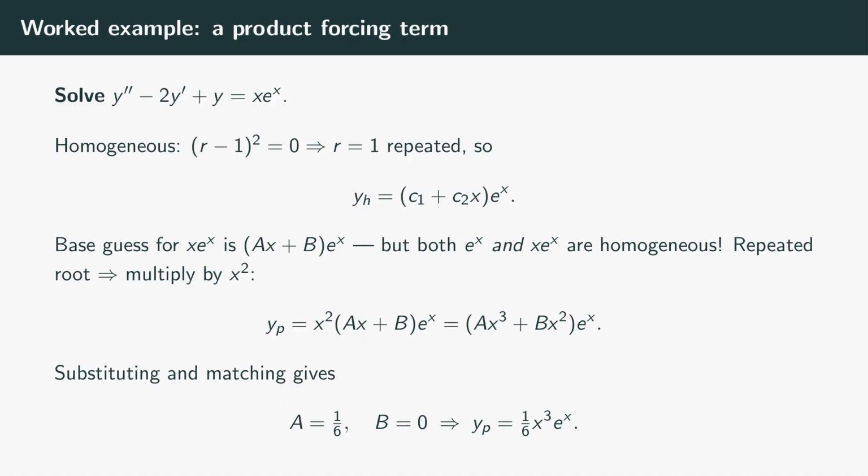Substitute, match coefficients, and you find a is 1/6 and b is 0. The particular solution is 1/6 x cubed times e to the x. When the overlap is with a repeated root, multiply by x squared.